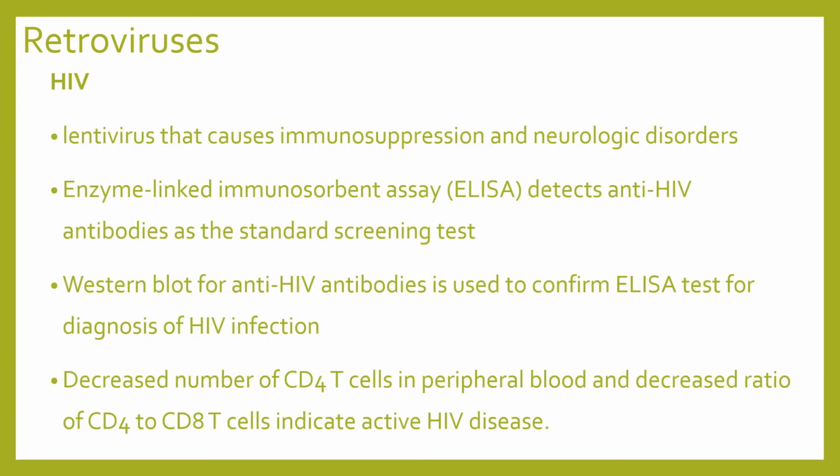So HIV is a lentivirus that causes immunosuppression and neurologic disorders. ELISA, the enzyme-linked immunosorbent assay, detects anti-HIV antibodies and is the standard screening test. And the Western blot for anti-HIV antibodies is used to confirm ELISA tests for diagnosis of HIV infection. In HIV, there is a decreased number of CD4 T cells in the peripheral blood and a decreased ratio of CD4 to CD8 cells, which is indicative of an active HIV infection.